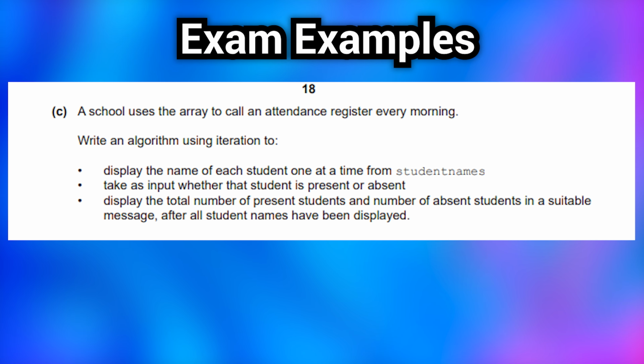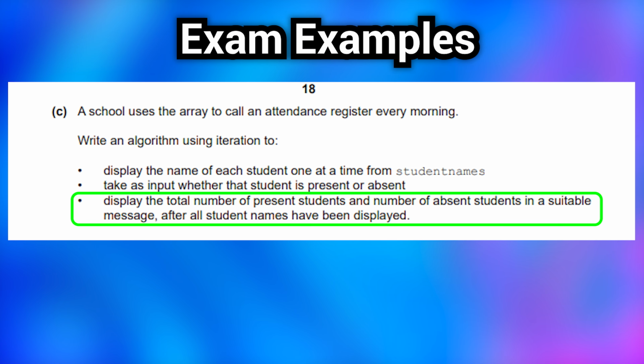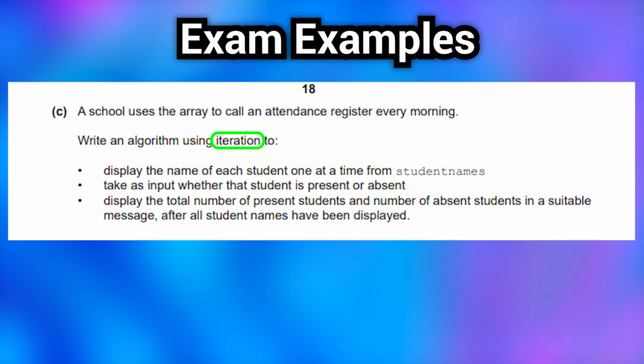From these 3 bullet points, we can see the following. We're going to have to iterate through an array because it says to display the name of each student one at a time from an array. As well as this, it says write an algorithm using iteration. So that means we know we're going to have to use a for or while loop.